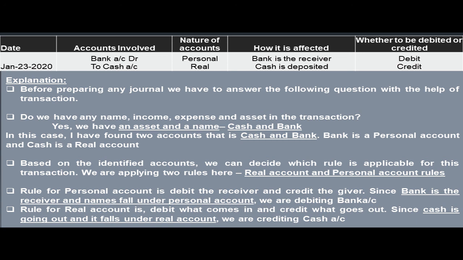And the rule for real account is debit what comes in and credit what goes out. Since cash is going out and it falls under real account, we are crediting cash account.